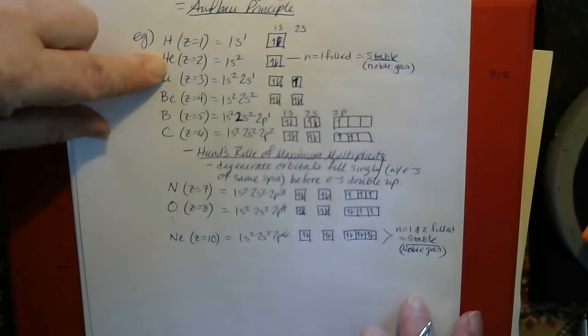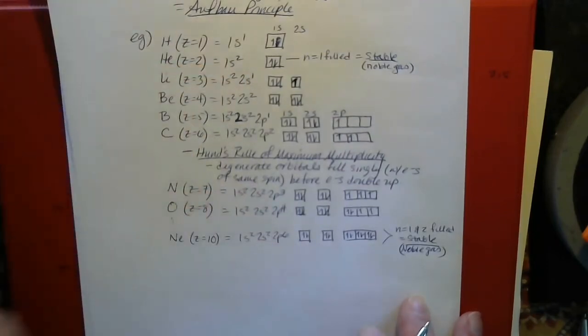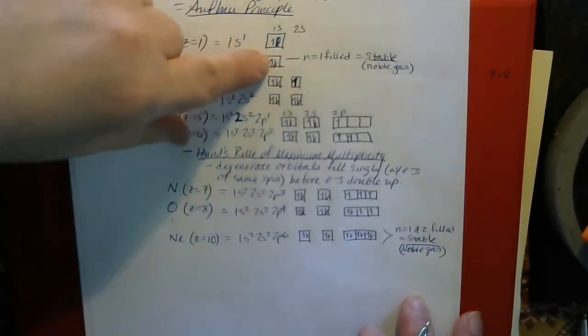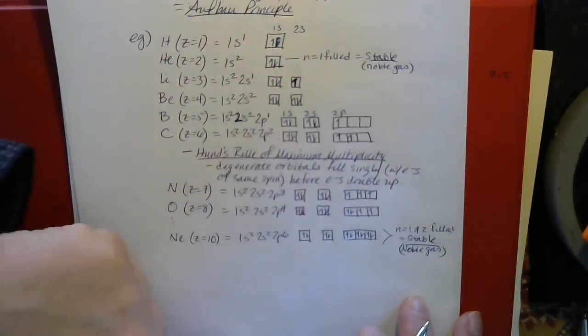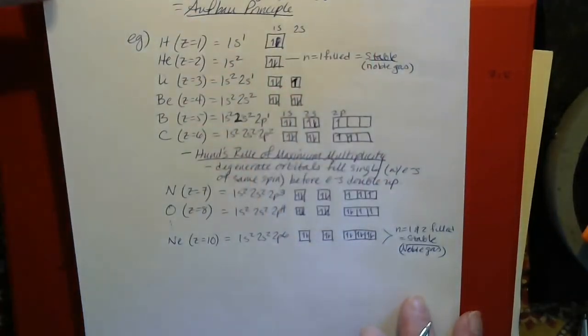And so if you go through the elements and write out all their electron configurations, every so often you'll keep coming back to elements that have completely filled shells of electrons, and those are the noble gases. And those are the ones that are really, really stable.